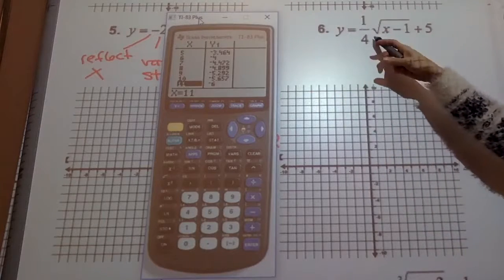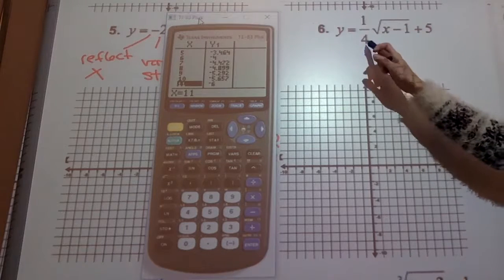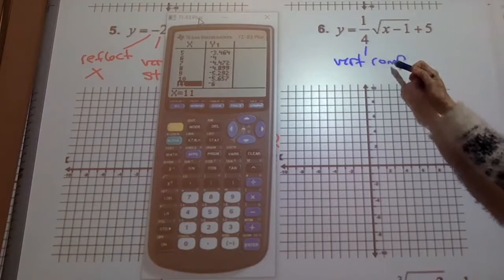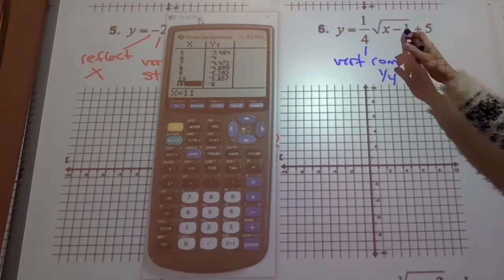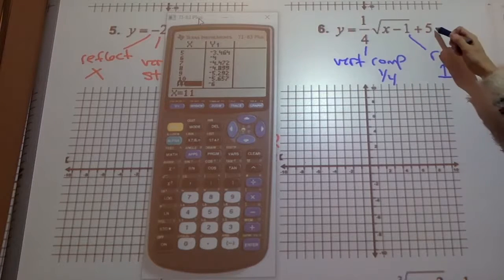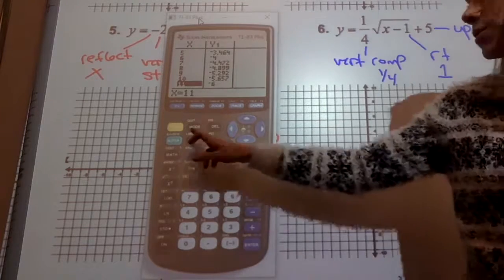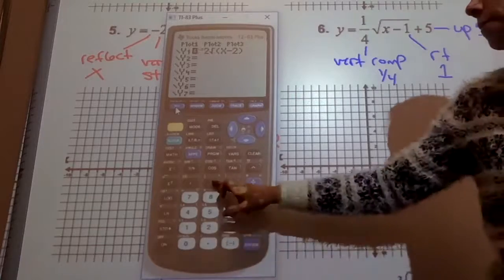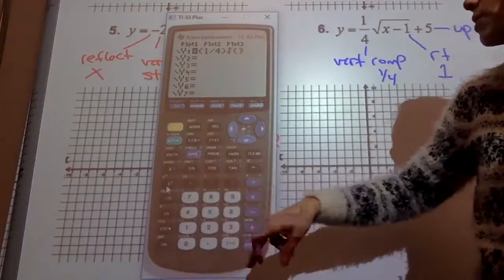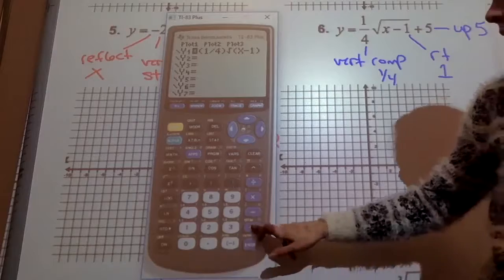Number 6 here, the reason I want to do this one is because you have to make sure you put parentheses in your calculator. 1/4 is less than 1. That is a vertical compression of 1/4. Subtracting 1 underneath the radical would be right 1. And plus 5 outside the radical is up 5, okay? So what happens when you graph it, it's going to look a little weird. Parentheses, 1 divided by 4, then square root, x minus 1, close your parentheses, and then add 5.